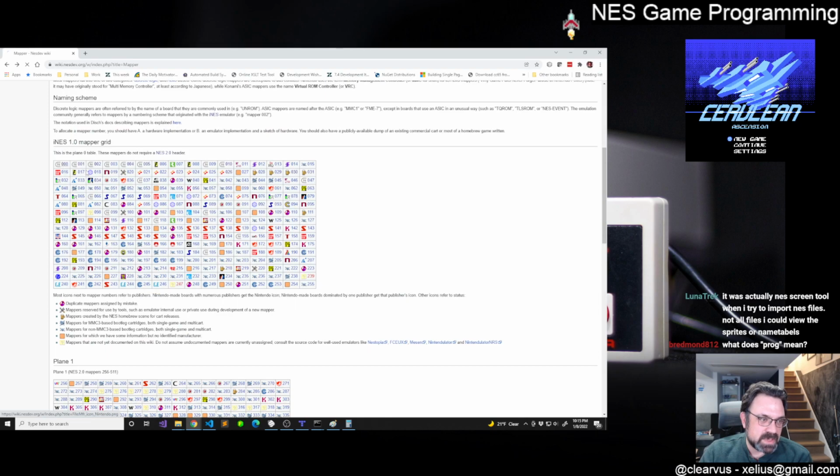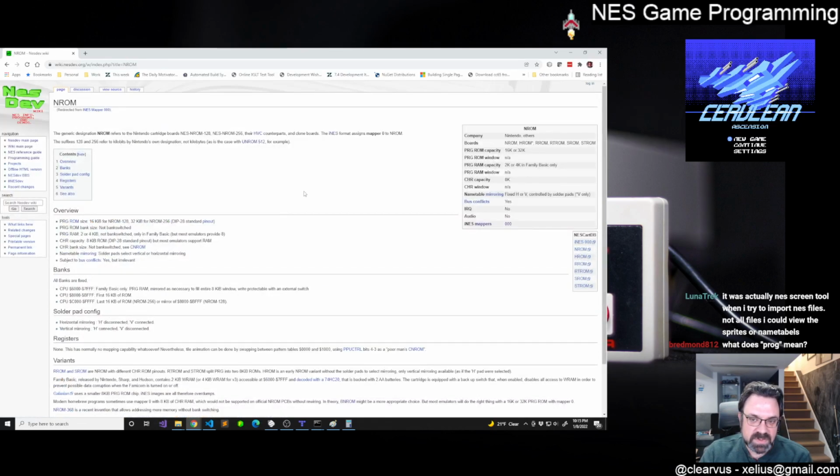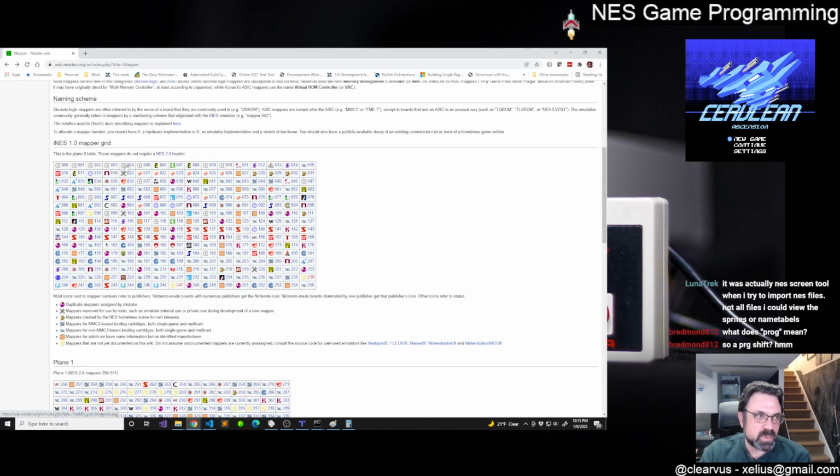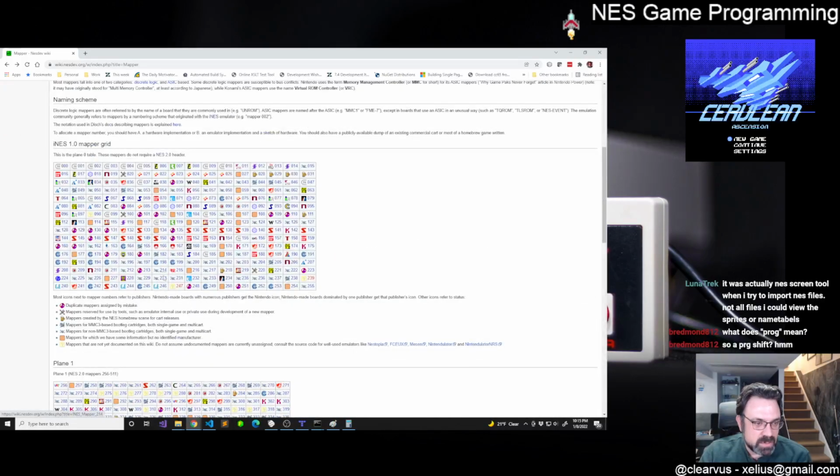NROM is the simplest because there is nothing to do. It's just either 16 or 32K and 8K for character capacity, and it gets more complex as you go into the different mappers. It looks like some of these mappers are not actually defined. The ones that have the question blocks are not actually used, so it's not that there are 256, but most of them are, looks like most of them are used for some mapper or another.